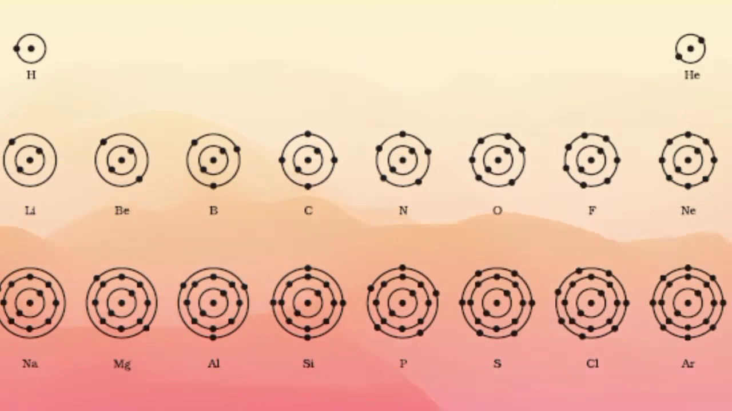Schematic atomic structure of the first 18 elements: Hydrogen, Helium, Lithium, Beryllium, Boron, Carbon, Nitrogen, Oxygen, Fluorine, Neon, Sodium, Magnesium, Aluminium, Silicon, Phosphorus, Sulfur, Chlorine, Argon.